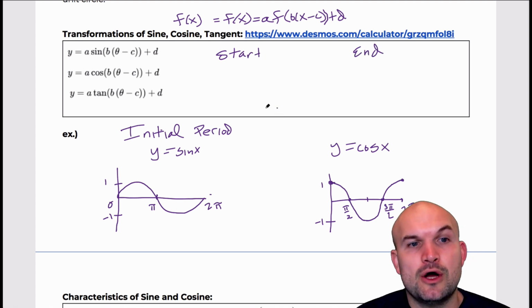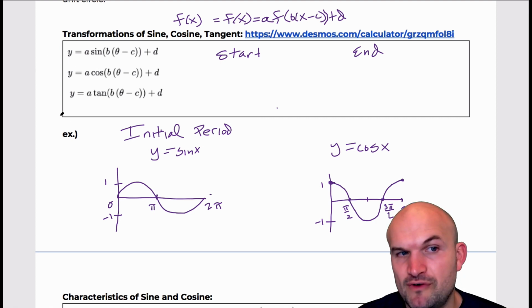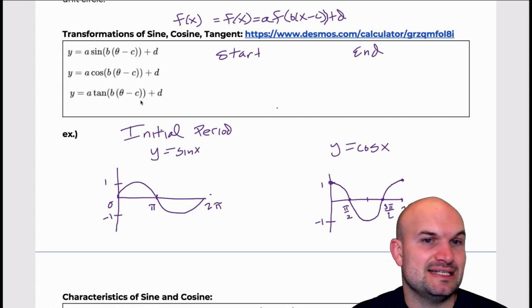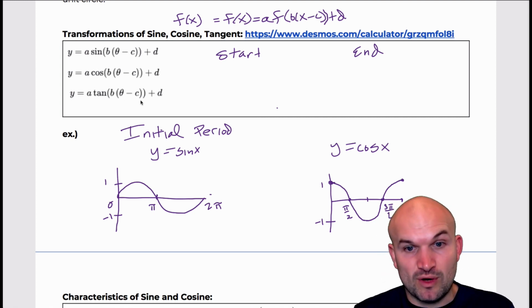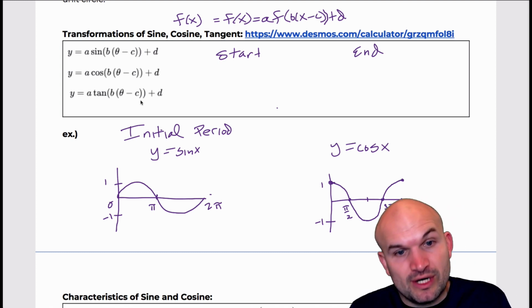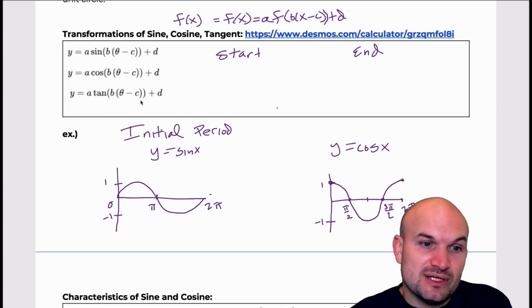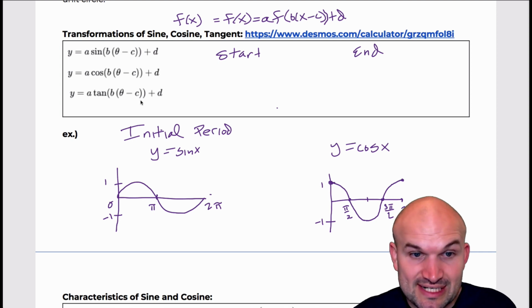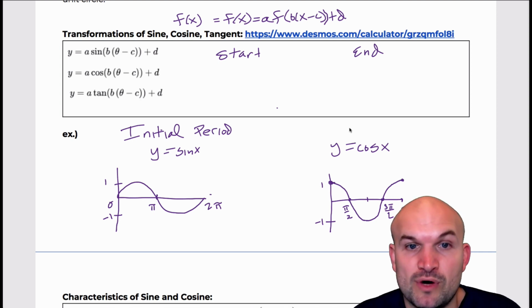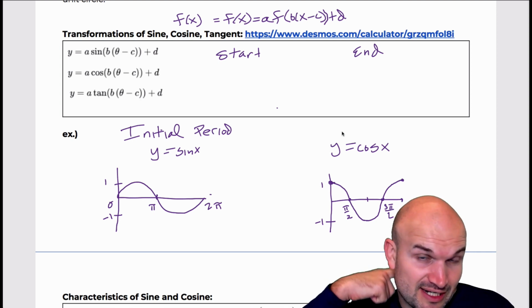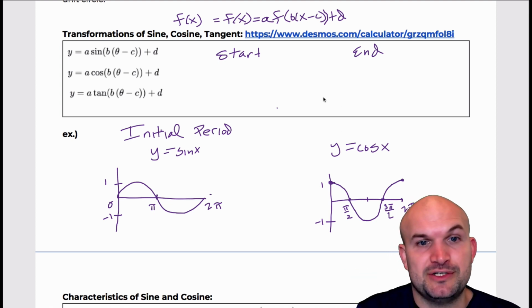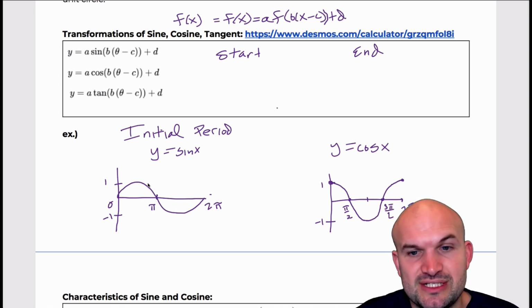Okay, so basically, if you have some trigonometric function, you have all these A, B, C's, and D's, and you really need to understand the initial period: where does it start, where does it end? If you do that, then you can understand where the transformation is, where the graph is being shifted, because sometimes looking at the graph is just not going to be enough information.